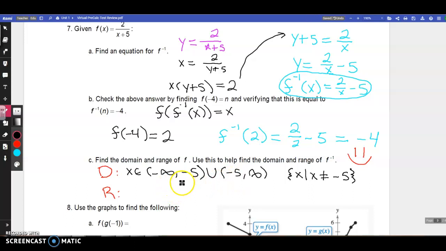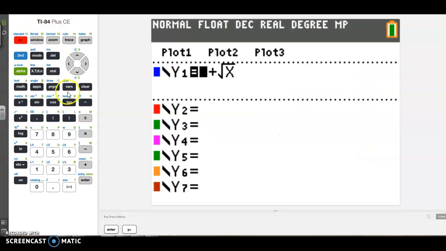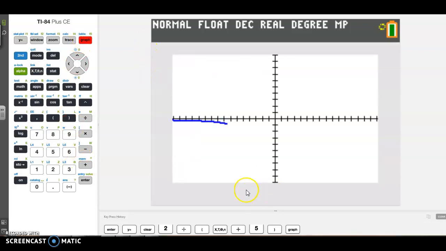All right, now the range is a little bit tougher to see. So what could I do here? Let's just see what the graph looks like. Then we can come back and talk about it. So type in my equation, 2 divided by, what was it, x plus 5. All right, and hit graph.